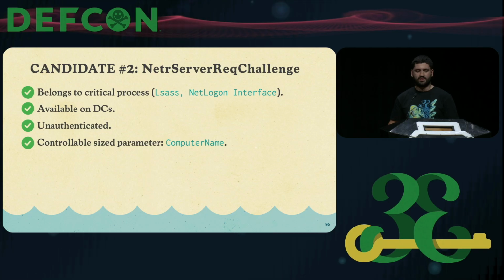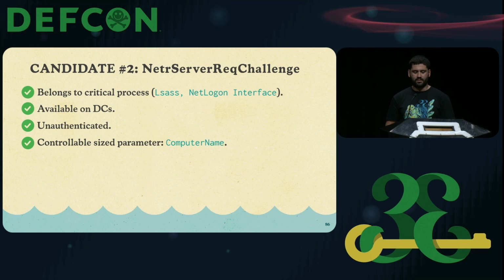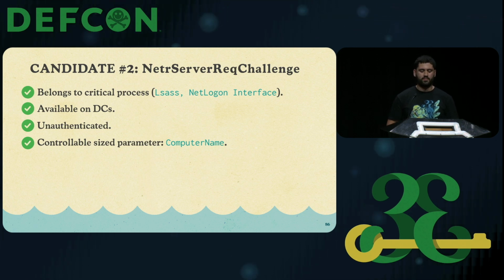We use the NetLogon interface in ALSAC. This call is the first step of the secure channel session key negotiation. It's available on DCs, unauthenticated. Anyone with network access can trigger it. We focus on the unlimited computer name input parameter.